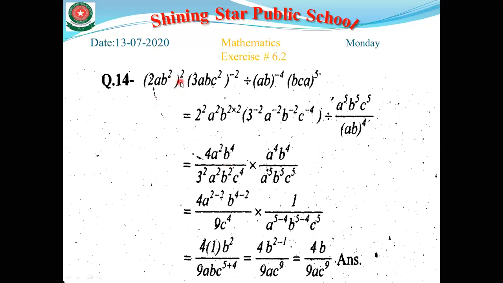Question number 14. Simple, we take the square. So it becomes 2 square a square b power 2 multiply 2 because of the square. Now we take the minus 2 power. 3 power minus 2, a power minus 2, b power minus 2, c power minus 4, 2 to the 4.